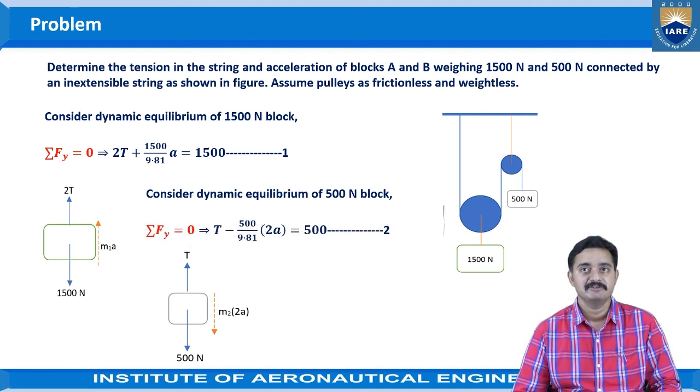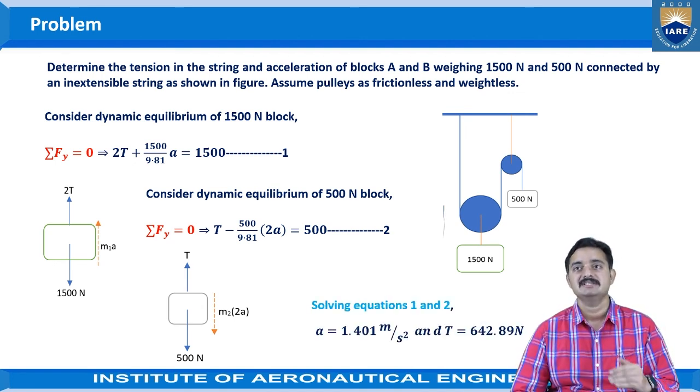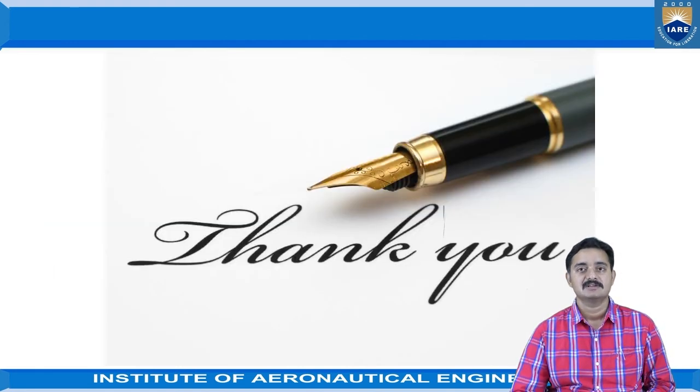So the equation that we will be obtaining is sigma Fy is equal to 0, which is given as T minus 500 by 9.81 into 2a is equal to 500. Take this equation as equation 2. Solving this equation 1 and 2, we will be obtaining the values of acceleration and tension as 1.401 meter per second square and 642.89 newtons respectively. So this concludes the session.